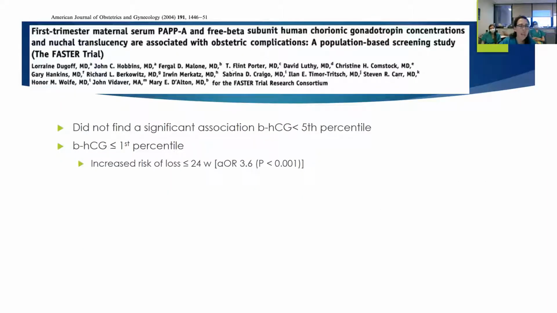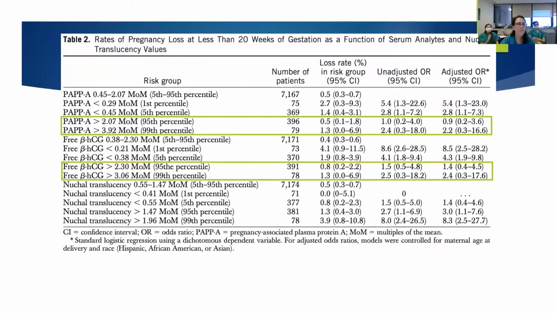The FASTER trial did not find a significant association between HCG less than the 5th percentile and early pregnancy loss. But when the HCG was less than the 1st percentile, it was associated with increased risk. In contrast, the elevated levels of HCG or PAPP-A, as you can see here, more than the 95th percentile, and also for HCG, were not associated with either an increased or decreased risk of pregnancy loss.